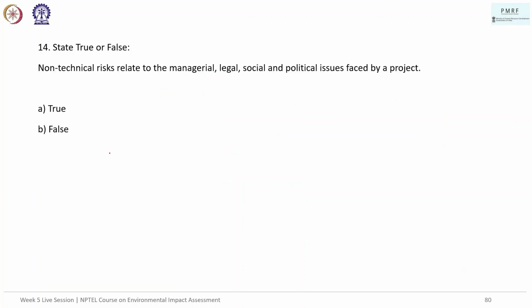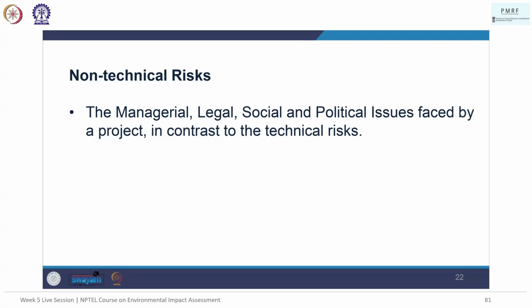All right, let's move on to the next question. State true or false. Non-technical risks relate to the managerial, legal, social, and political issues faced by a project. Is it true or false? Any answers? Okay, we have one answer. Any others? You are right, sir. Okay, both of you are right.